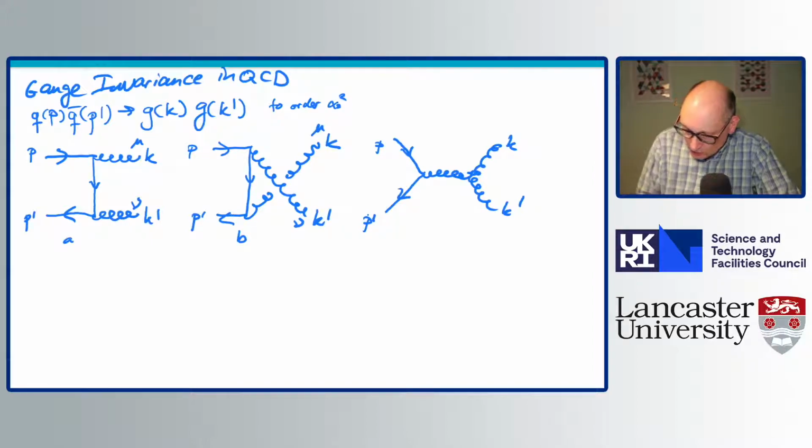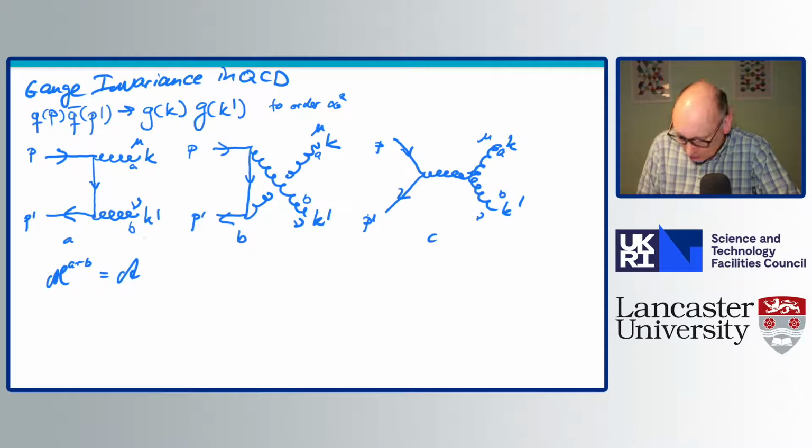So, of course, here let's say that this is also a gluon. Let's say that this has color B and this gluon has color A. So, A, B, A, B. Now, if we take the amplitude of diagram A plus B and call that something, the amplitude A plus B, and if we leave the gluon polarization vectors out, then we have here epsilon star mu of k and epsilon star nu of k prime.